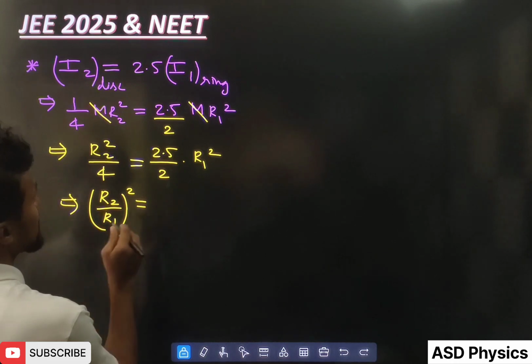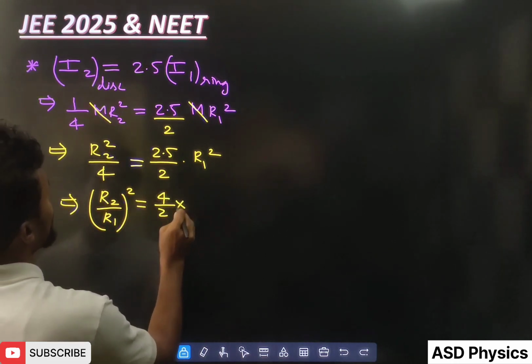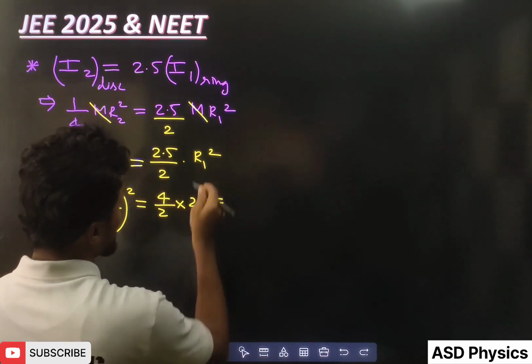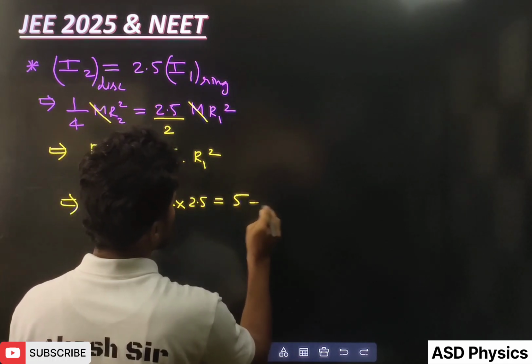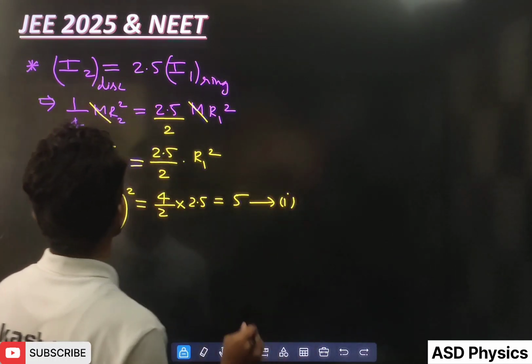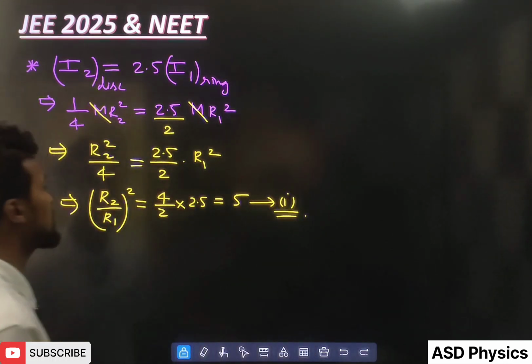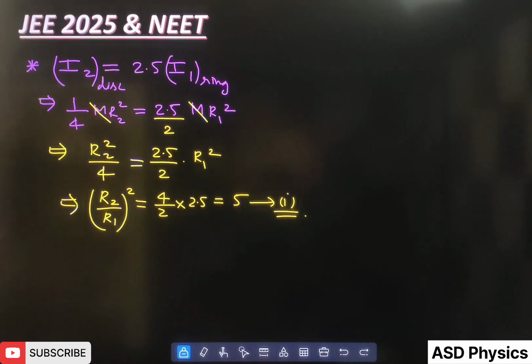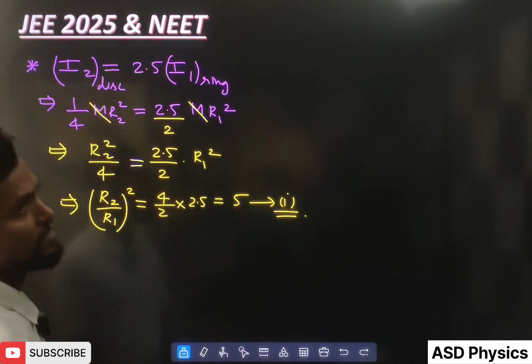Now when I simplify this, just see here, if I write r2 by r1 square is equal to how much it will come here, students? This 4 by 2 into 2.5. 2 2 is 4 and 2 into 2.5 means 5. Now, we have got here the first equation. What is coming now? See here, r2 by r1 whole square is coming 5. We are comparing for the disc and the ring.